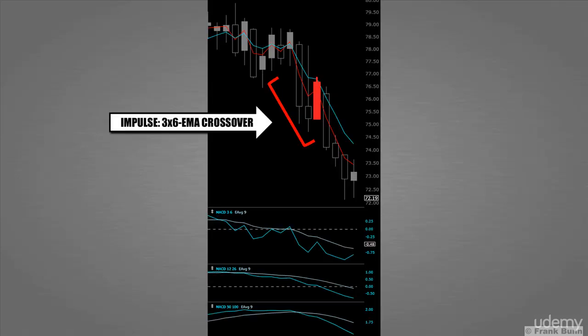This short example details the 3 and 6 exponential moving average crossover impulse. Notice that the inside bar evolution following point 1 is the first reaction since the 3 has crossed below the 6 in this short example.